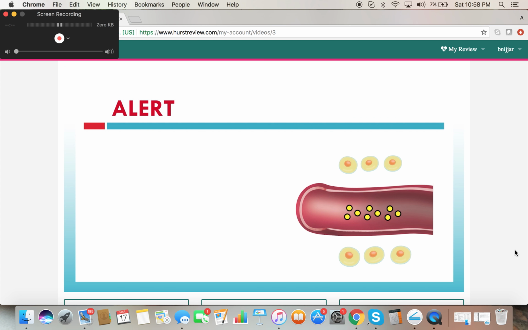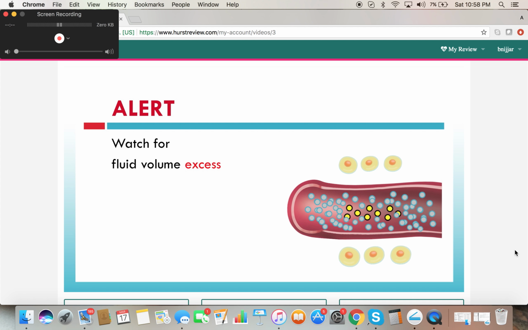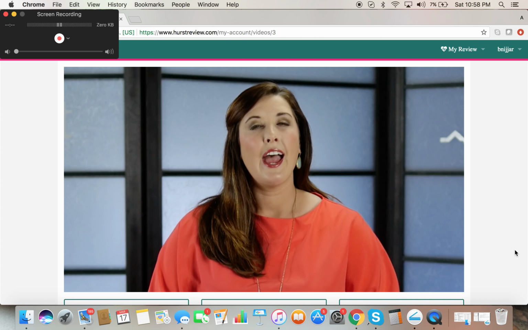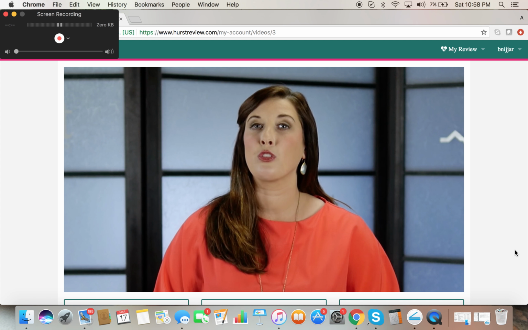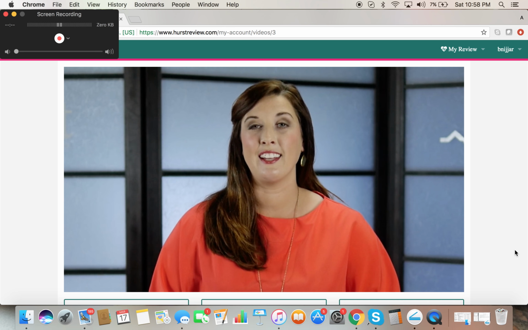Now look at the alert in your handout. Watch for fluid volume excess, okay? The clients may need very close monitoring in an ICU setting with frequent monitoring of their blood pressure, their pulse, and CVP, especially if they are receiving 3% or 5% normal saline.